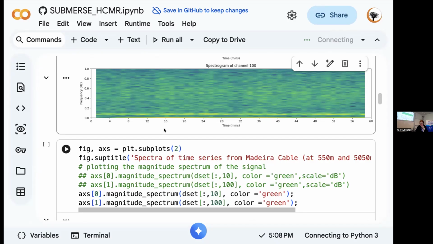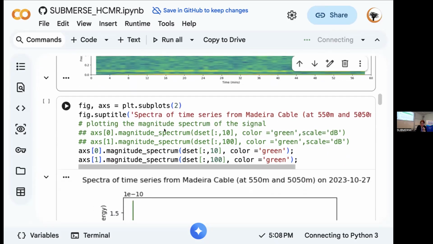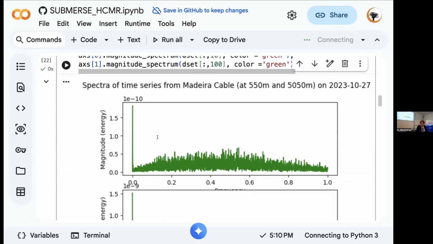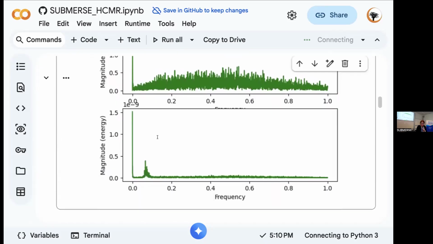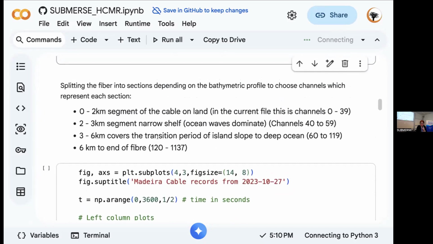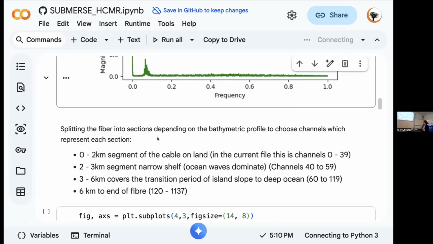So it is good to be able to have this as a reference. I have also plotted some spectra here, but I decided to also show a few different channels that are coming from different segments of the cable. Some of you are already pretty familiar with this because we have a part of this cable being on land. So we probably expect different things there, and we should become familiar with what is being seen there.